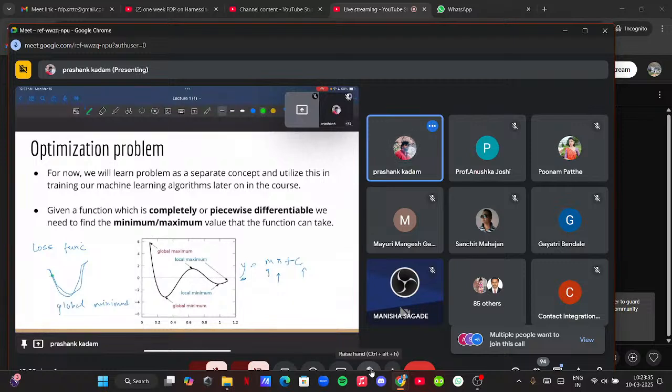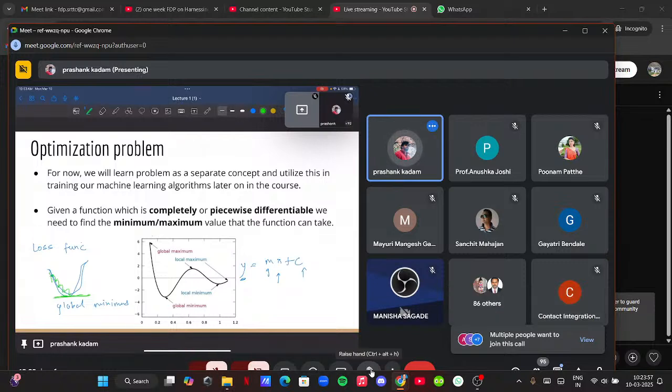Maybe you start at this point, and from here you calculate the gradient, you calculate the slope, and you move here. Then from here you move here. From here you move here. From here you move here. And at this point, you have reached the minima. You have reached the global minima of this particular curve.